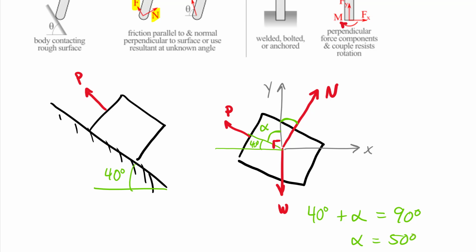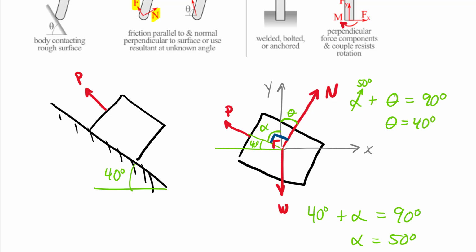That should be straightforward. Now notice I also have another perpendicular pairing, from P over to N. N is perpendicular to the surface and P is parallel to that surface. Here again, I'm going to call this angle theta. Because they're perpendicular, I can sum those angles equal to 90 degrees. So I can write that alpha plus theta is equal to 90 degrees. We just solved that alpha was equal to 50, therefore theta must be 40.